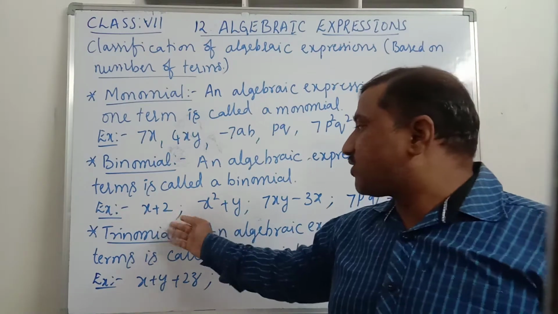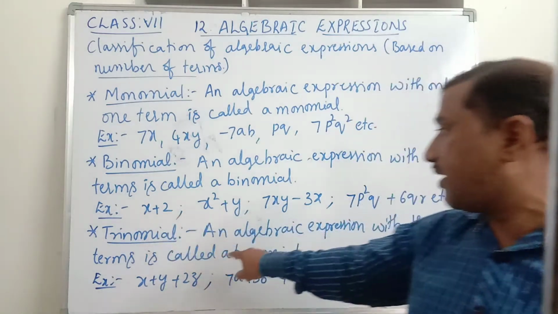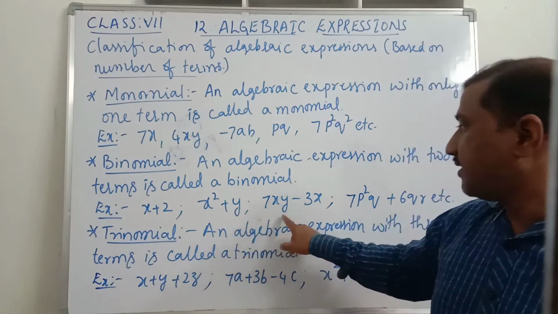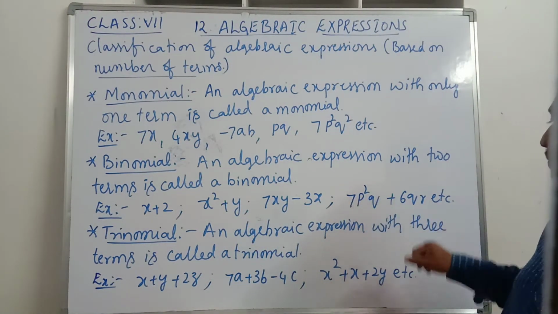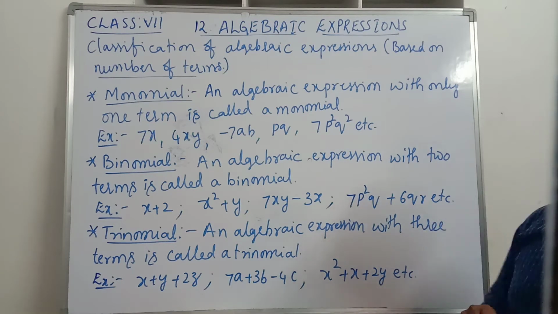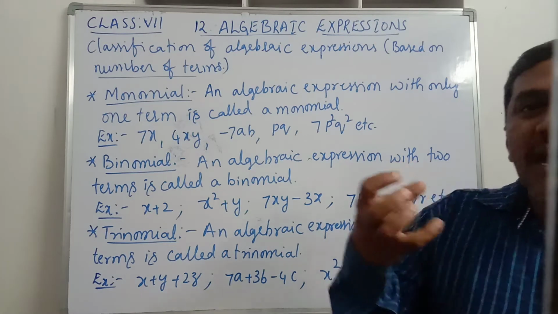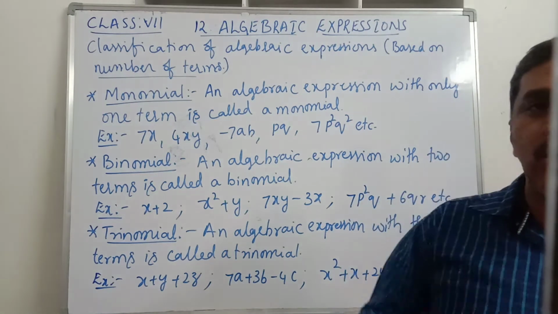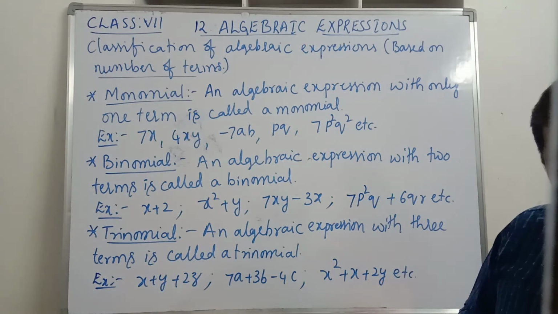Example: x plus 2. x is one term, 2 is another term. So two terms are there. x square plus y, 7xy minus 3x, 7p square q plus 6qr, etc. All these are examples of binomials. Binomial means having only two terms. An algebraic expression with two terms is called a binomial.